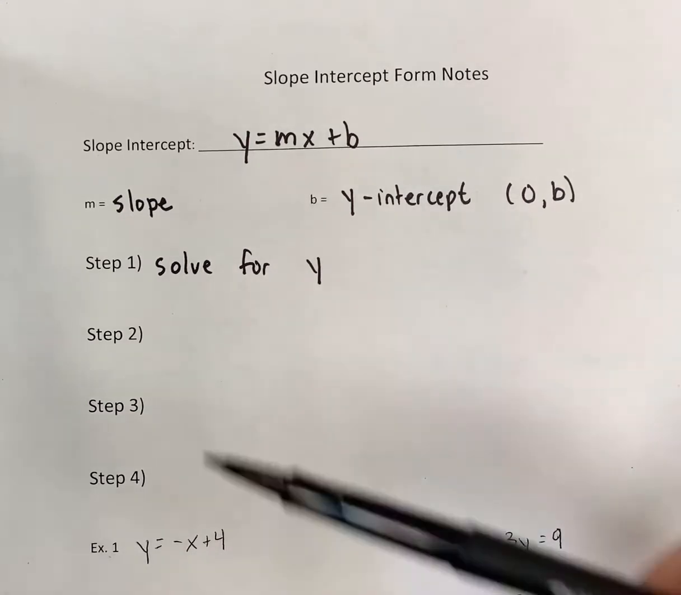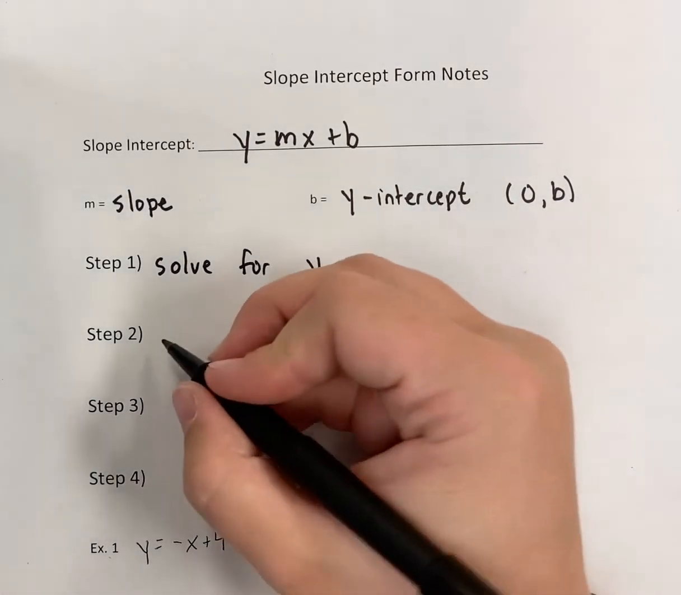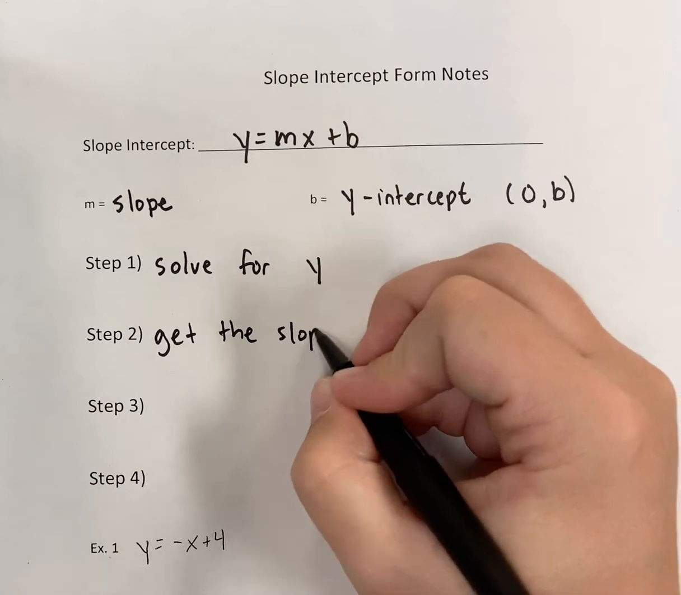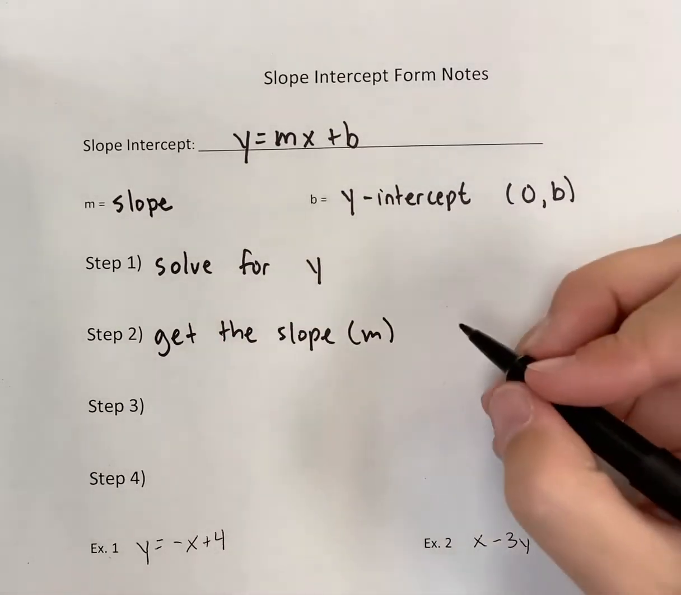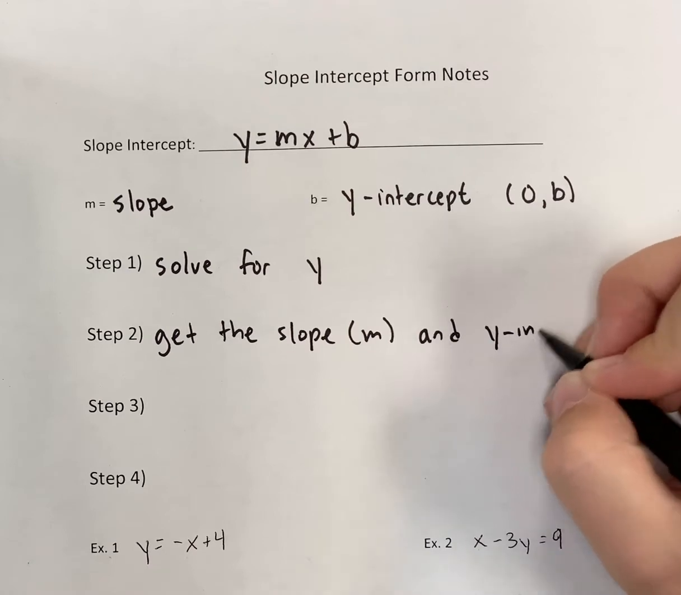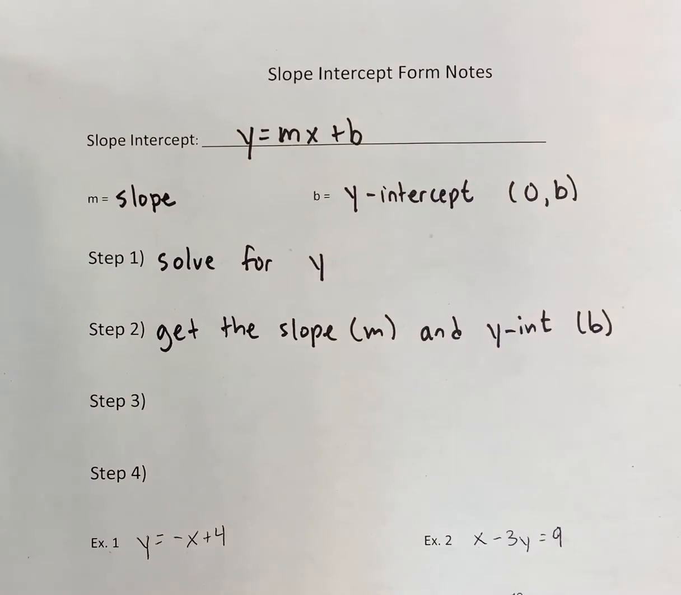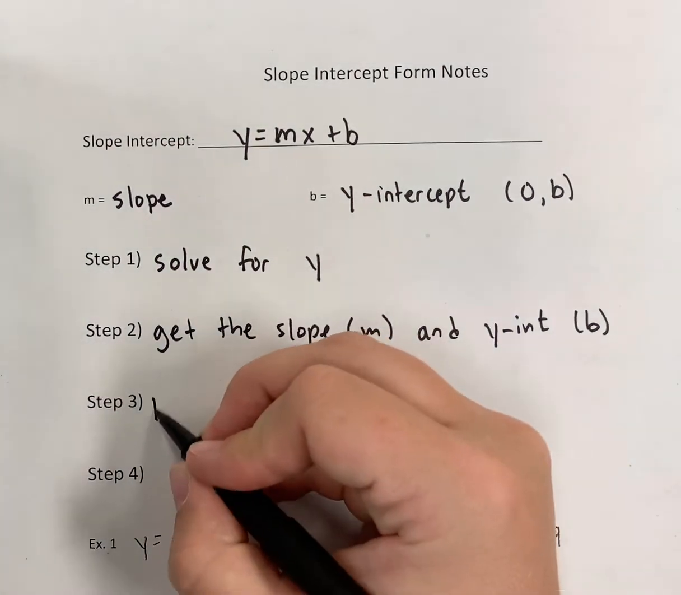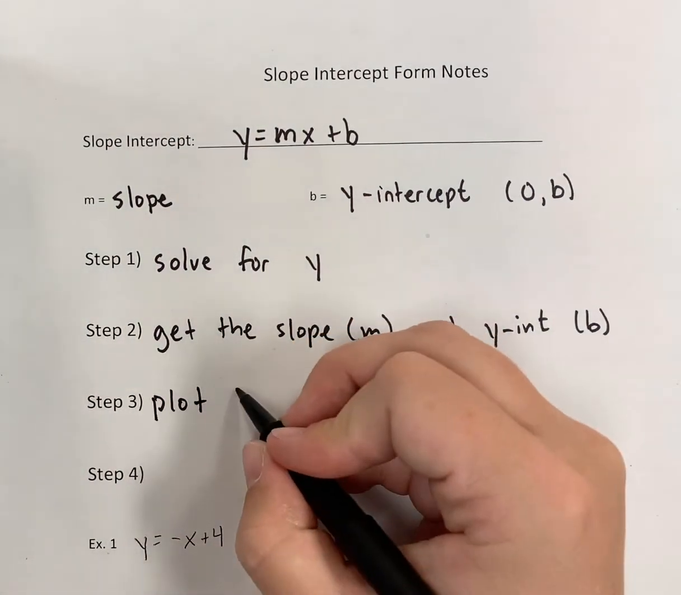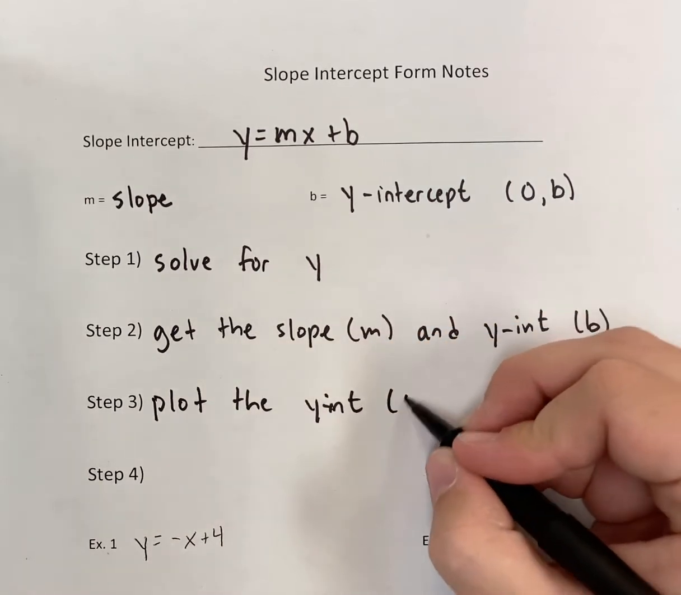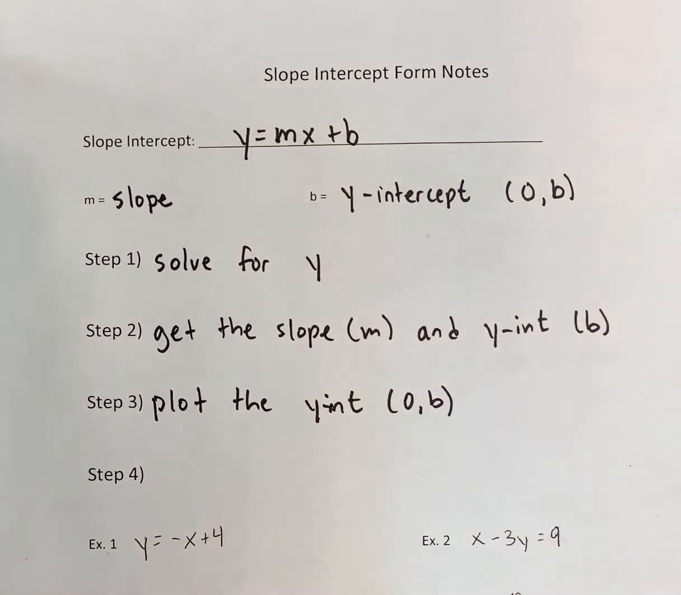Step 2 is then get your slope. So you want to get the slope, which is that m value, and your y-intercept, which is the b value. So that's step 2. You want to find your slope and your y-intercept. Step 3 is then to go ahead and plot the y-intercept. So whatever your y-intercept is, that's the point (0, b), and you want to go ahead and put that on your graph. You want to graph that point.